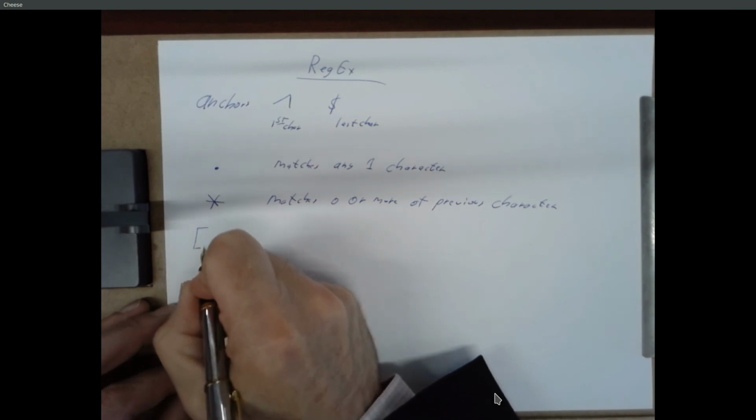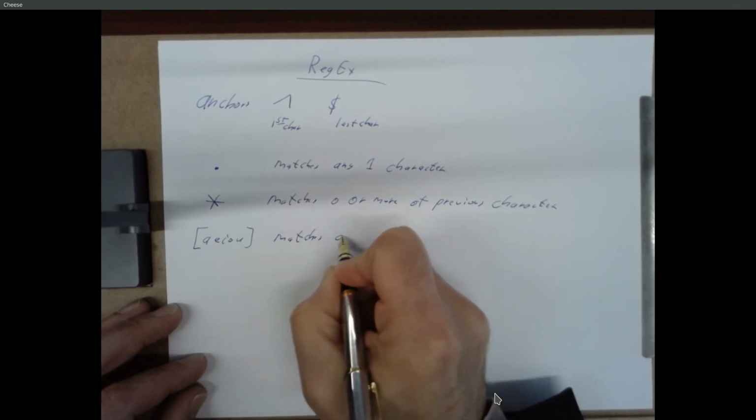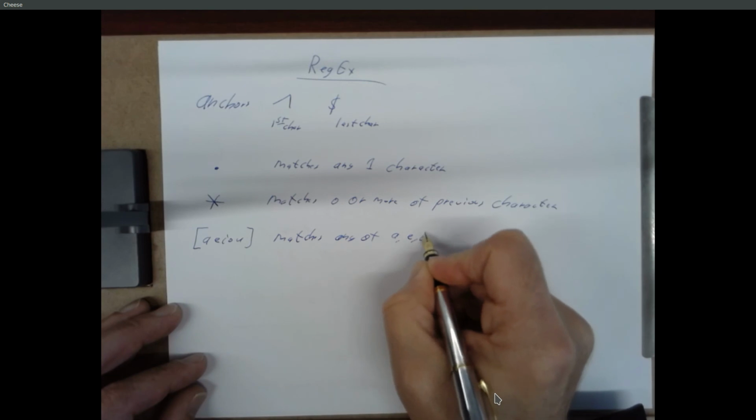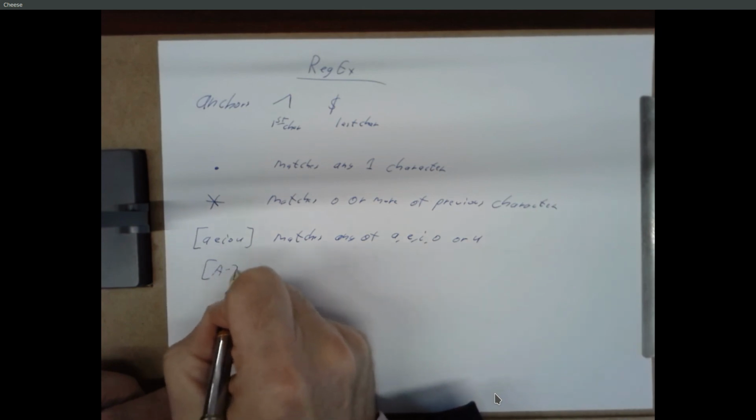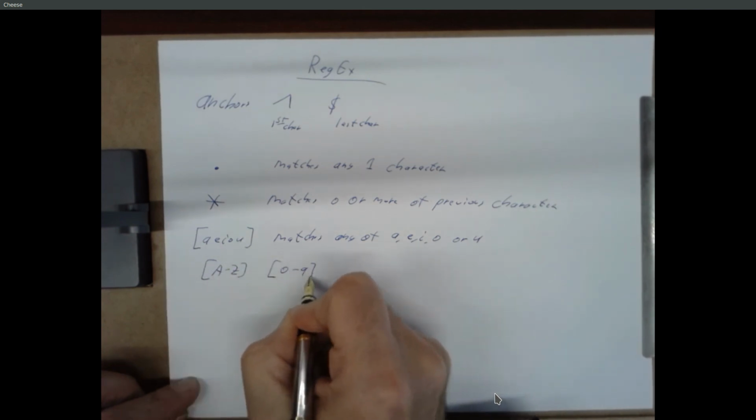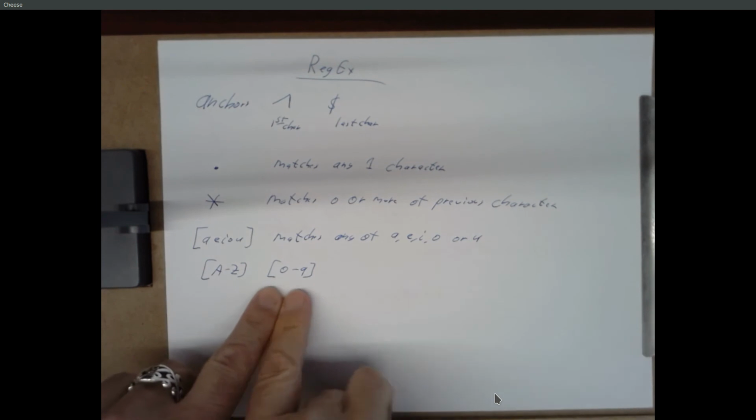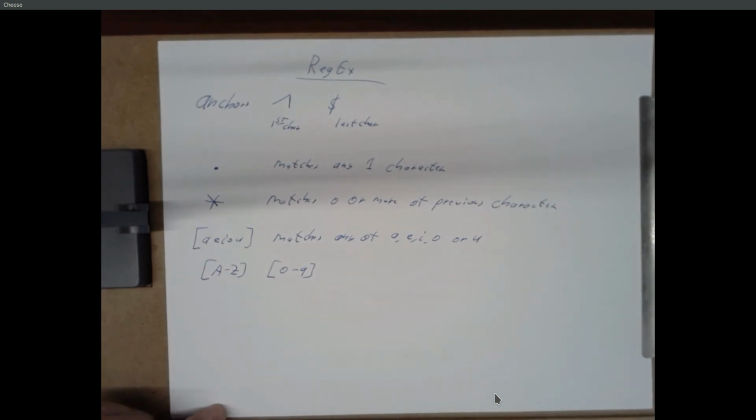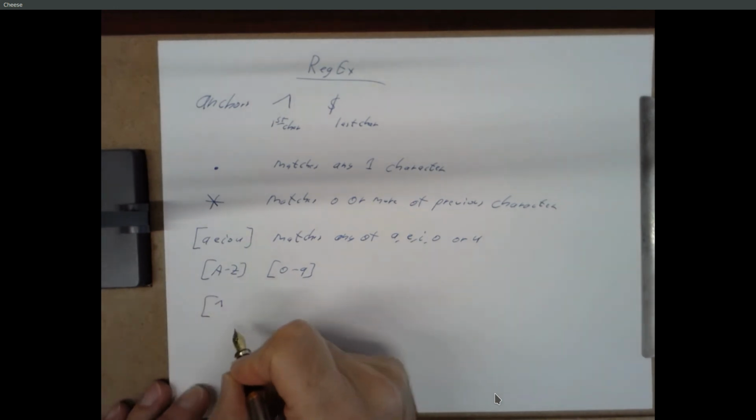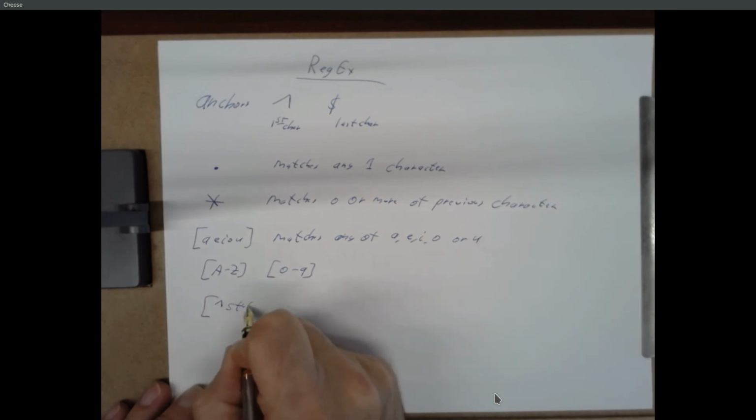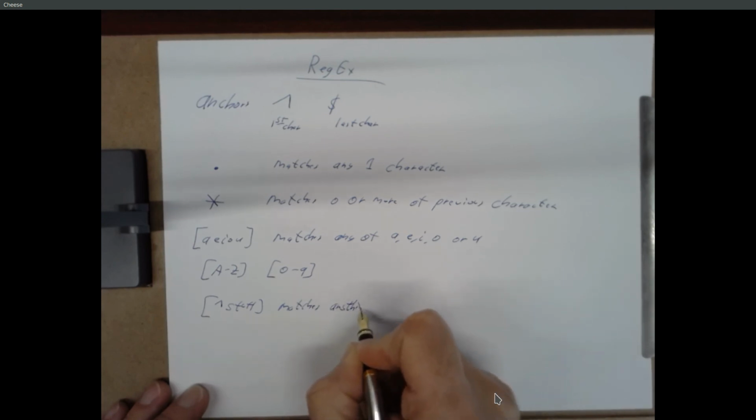We can say things like bracket A-E-I-O-U, which matches any of A, E, I, O, or U. And we can also do things like bracket A through Z, or bracket 0 through 9, and so on if we want to express a range of things. And this will match anything between A and Z, or anything between 0 and 9, and so on and so forth. And we can also do bracket caret stuff, which matches anything except stuff.